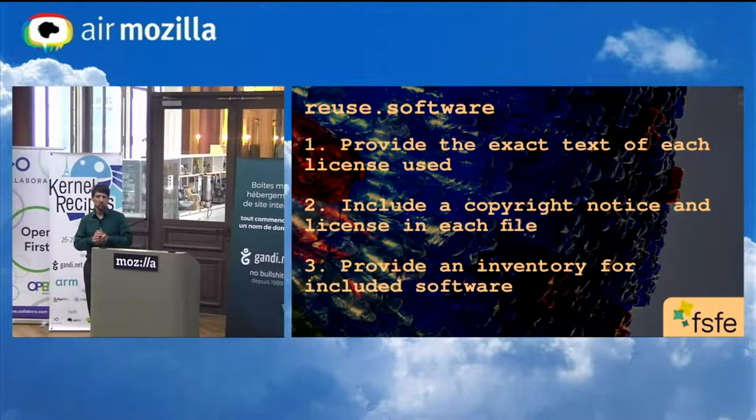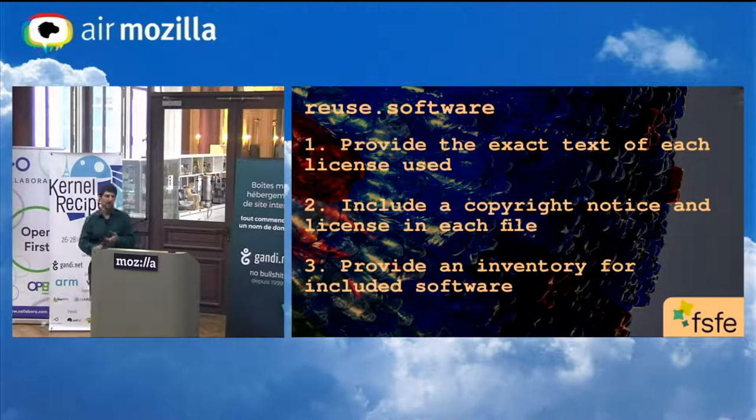One example of what we recently did was a small project called Reuse, available under reuse.software. The idea is that we would like to make it easier for humans and for machines to understand license information. For this, we boiled it down to three points, which from the feedback we got turned out to be the most important ones to achieve this.